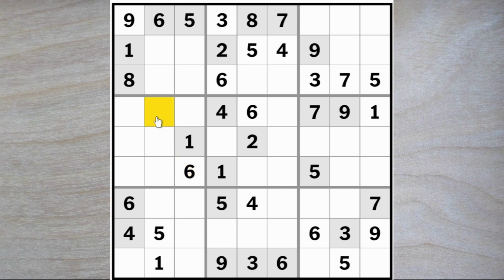We know that these two squares cannot be a 5 and a 3. And how do we know that? Well, we know that the 5 and a 3 block here. So 5 and 3 must go in 2 of these 3 squares, and therefore not in these 2 squares. Therefore, they must be a 2 and an 8. And I think we just figured out that this was a 2 and an 8 too.